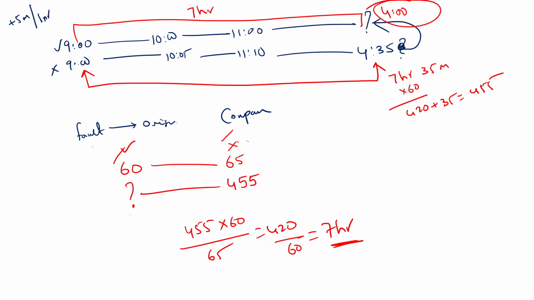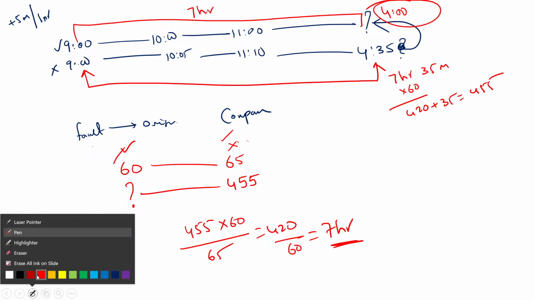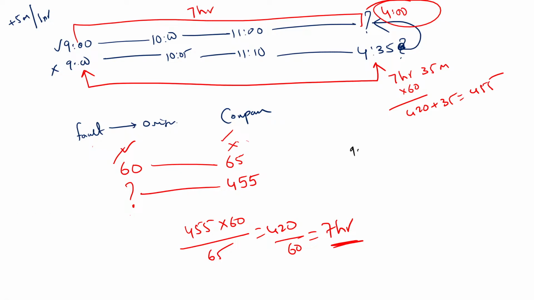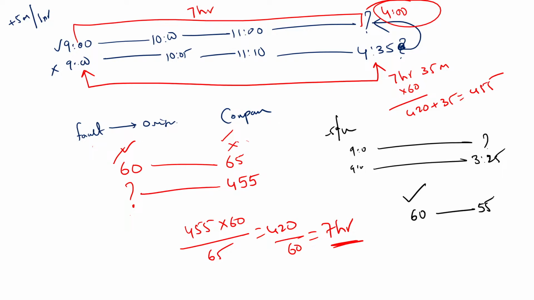Okay, we'll solve one more, like how to do the losing case. The same 9 and 9 example, but this time we are losing 5 minutes for every 1 hour. If the faulty one is showing 3:25, what is the time in the original one? The same example: 60 minutes in the original clock is equal to 55 in the faulty clock. Now how many minutes are there from 9 to 3:25?